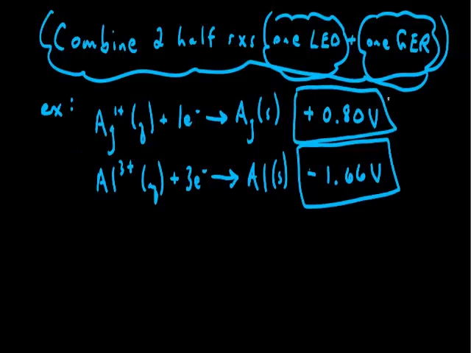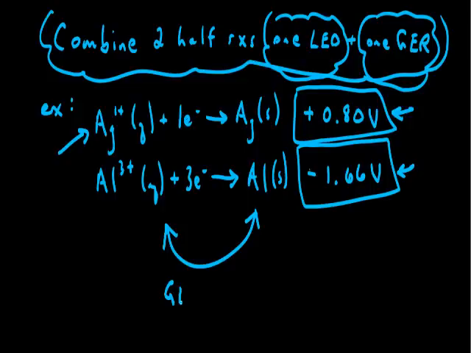Because the silver has a value that's more positive than what we see for the aluminum, the silver half reaction is more easily reduced than the aluminum half reaction. Consequently, the aluminum half reaction would be more easily oxidized. So the aluminum half reaction, we're going to flip and switch from a GER to a LEO half reaction, so that when we combine these two, one half reaction will represent reduction and one half reaction will represent oxidation.